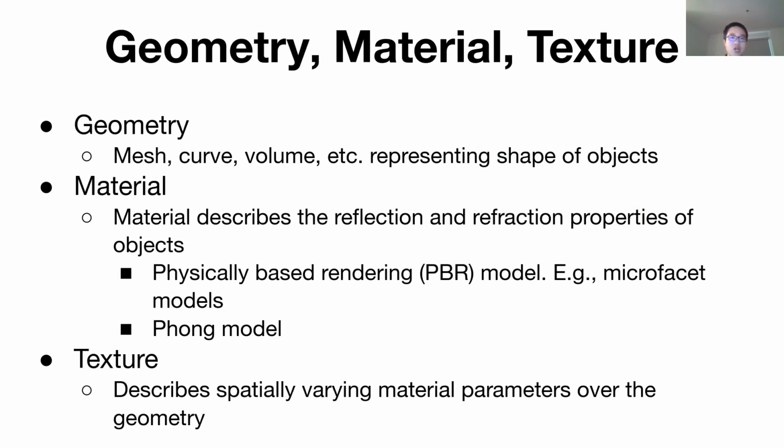Here, we need geometry, material, and texture. Geometry, such as mesh, curve, and volume, represents the shape of objects. Material describes the reflection and refraction properties of objects. There are physically based rendering material models, such as microfacet models, and heuristic models, such as the Phong model. Textures are used to describe the spatially varying material parameters over the geometry.